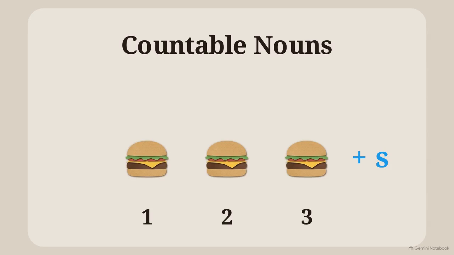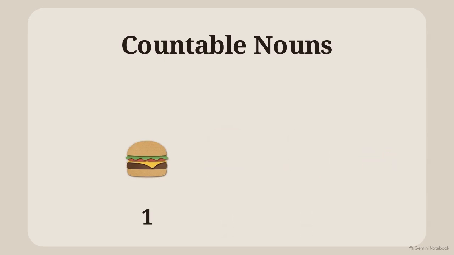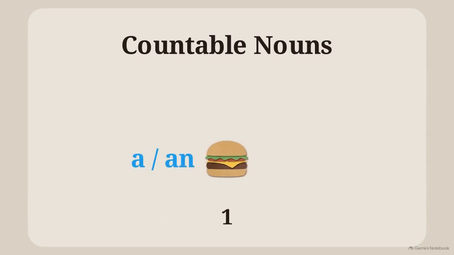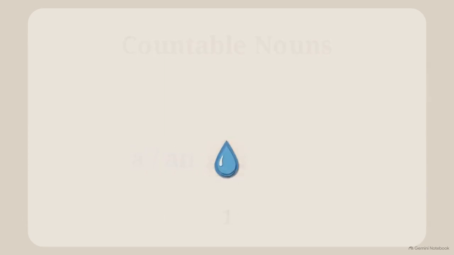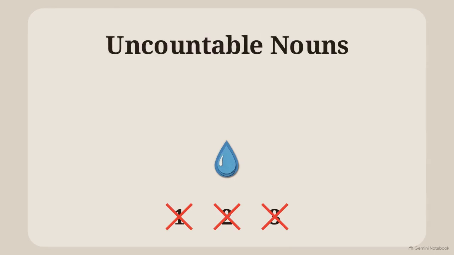You can make them plural by adding an S at the end, like burgers. And if there's only one, you can use a or an, like a burger. But look at the puddle of water. Liquids, powders, and large masses don't work the same way. You can't say one water or two waters. These are uncountable nouns. They do not have a plural form, so you never add an S.